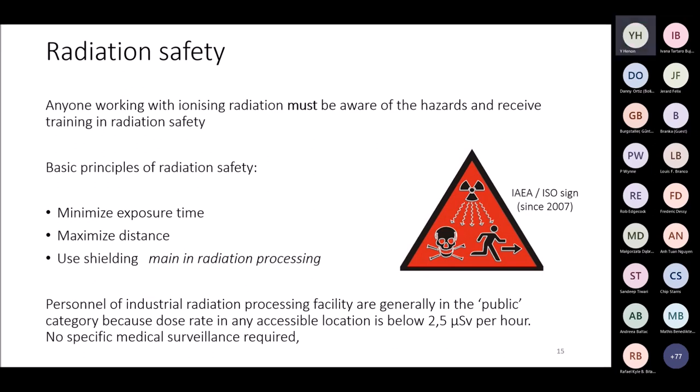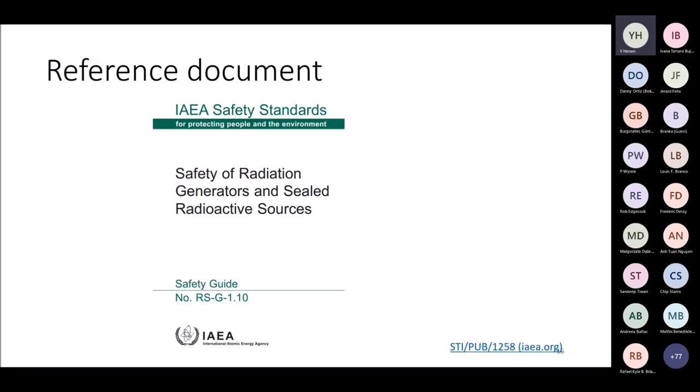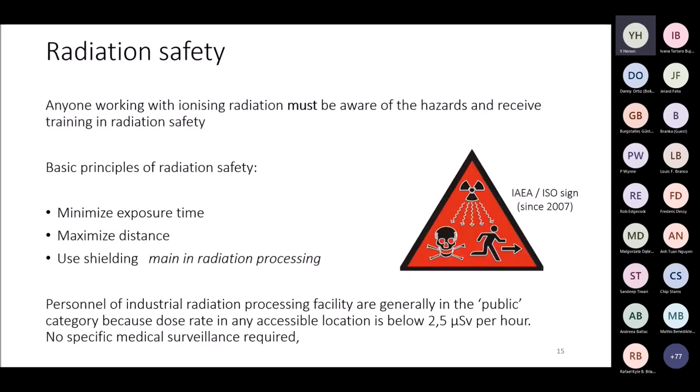It's important to note also, and the public does not necessarily understand, that people working in irradiation facilities do not have any particular medical surveillance, because in a properly designed facility, nowhere will the dose rate be above 2.5 microsievert per hour, meaning that there is no, in most countries, regulatory obligation to have a special medical surveillance. So the personnel is, let's say, normal people, in the category public.